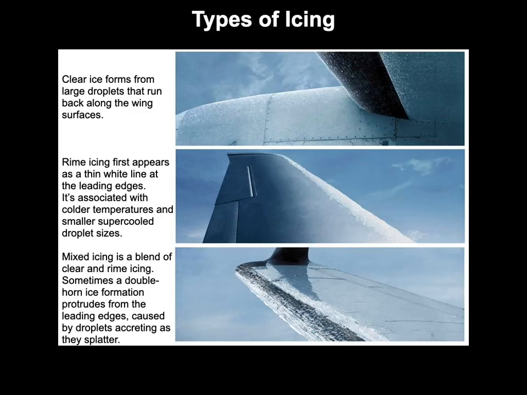Aircraft icing is classified into several types: clear, rime, and mixed. Clear ice is transparent and can extend back from the leading edge to coat portions of the wing surface. Rime ice primarily forms at the leading edge and is milky white in appearance. Mixed icing is a combination of clear and rime ice.